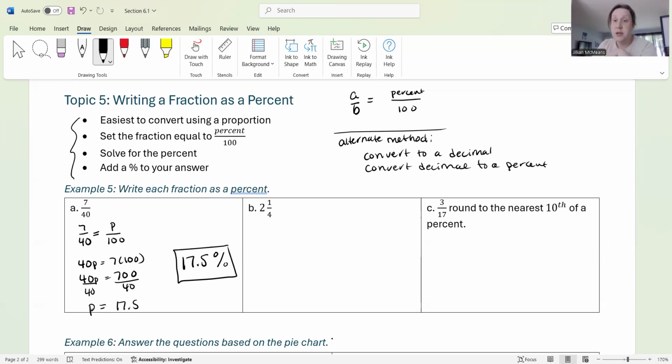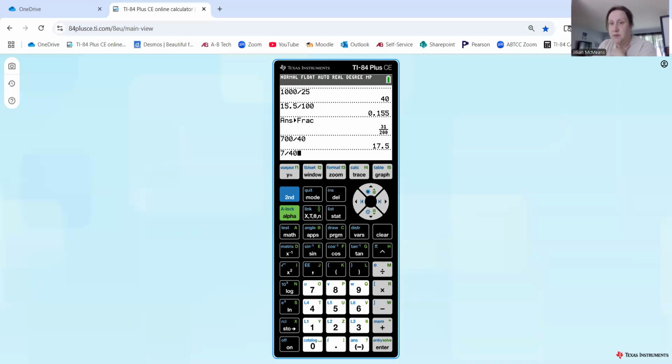Now, the alternate method would be to convert 7 over 40 into a decimal. We do that by dividing the numerator by the denominator. So I've got 7, I want to divide it by 40, and I'm going to get some kind of decimal. And then all we would have to do is convert this decimal to a percent by moving the decimal to the right twice, which is really the same as just multiplying it by 100. So 7 divided by 40, we get the decimal, and then we multiply it by 100, and we get 17.5. So you just have to add the percent symbol.